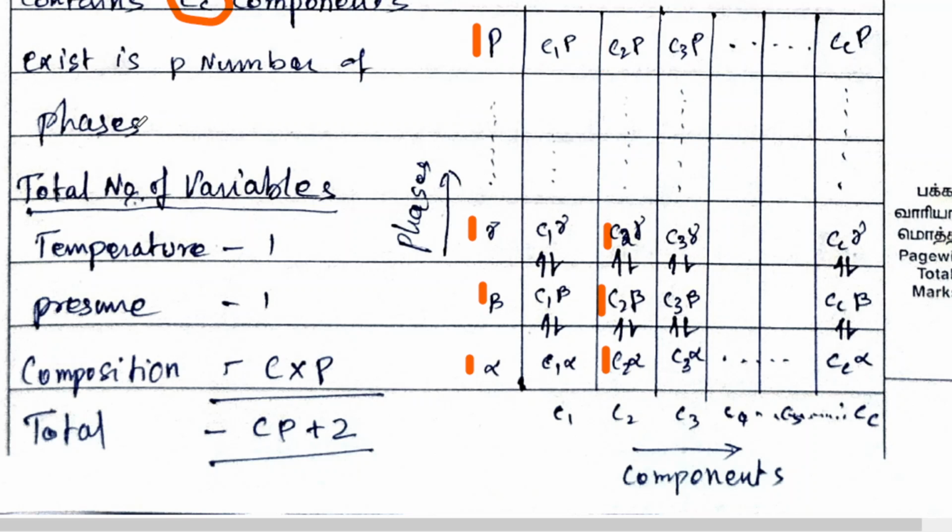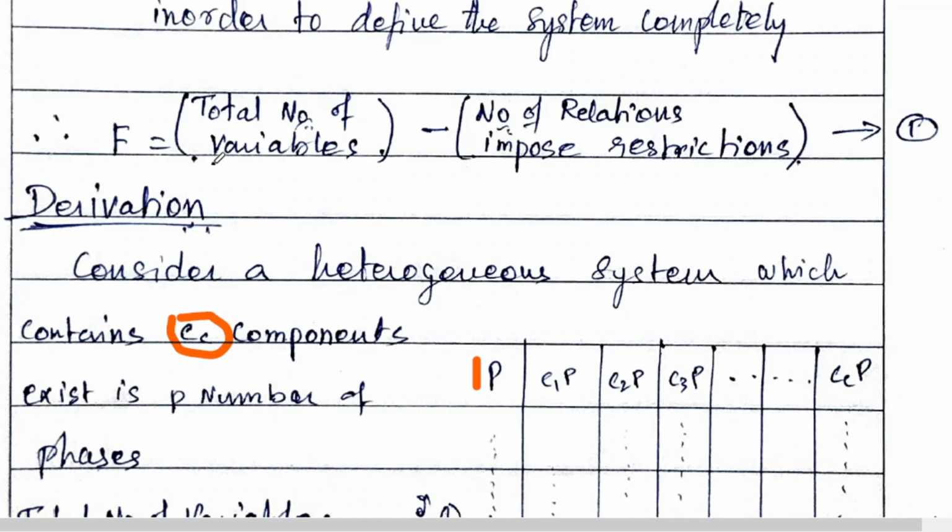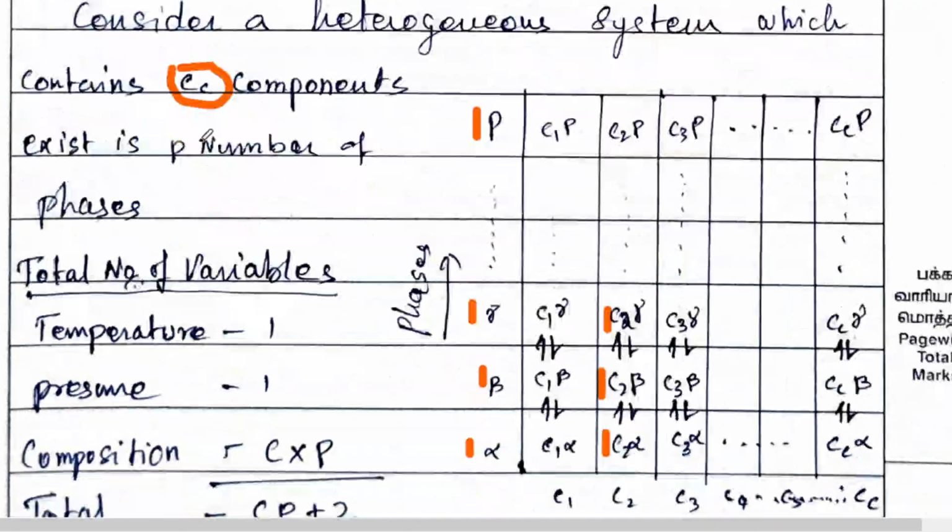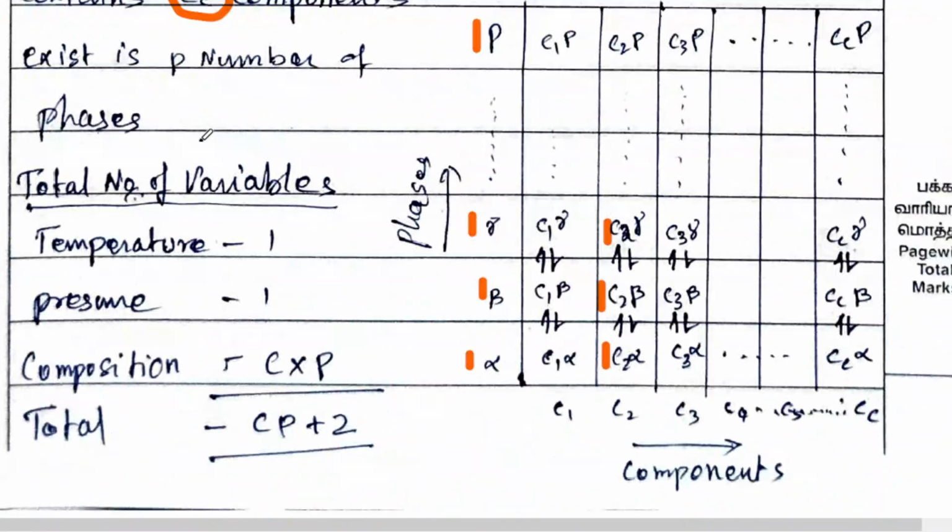Okay, for this system we are going to calculate the total number of variables and the number of restrictions, the number of relations that impose restriction to the system. And if we calculate this, we can calculate the degrees of freedom, and finally we can derive the relation from this. And therefore, first let us calculate the total number of variables for this system.